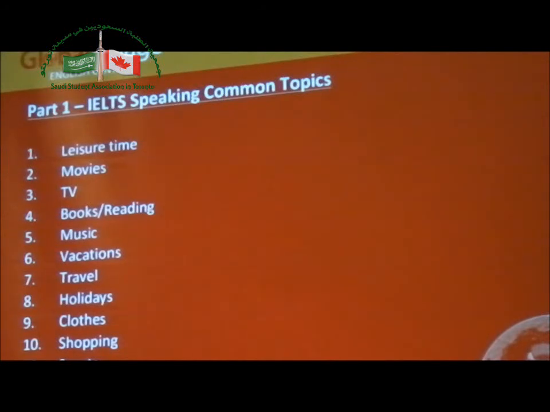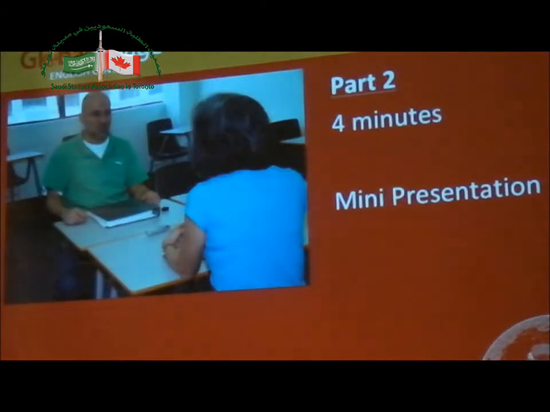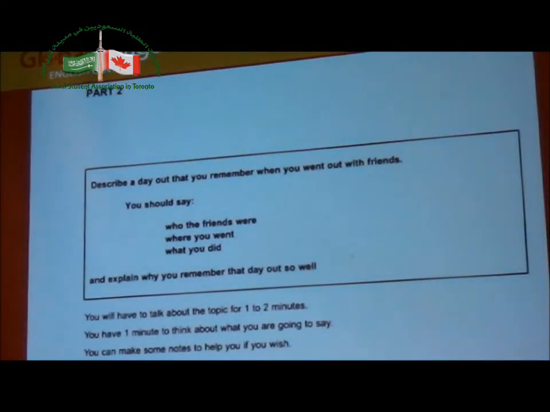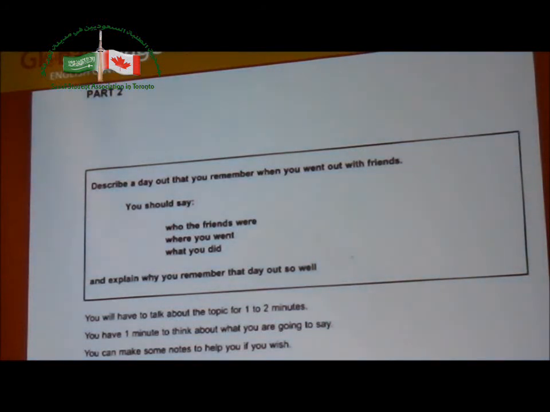There are 4 points. Who the friends are: friends from high school. Explain why you remember the day so well: I won $1 million. Not a true story, unfortunately. Write everything quickly so that I have the basics of what I want to say. 4 points means I know what I'm going to talk about. And now I still have 1 minute to think about it. That took maybe 20 seconds.